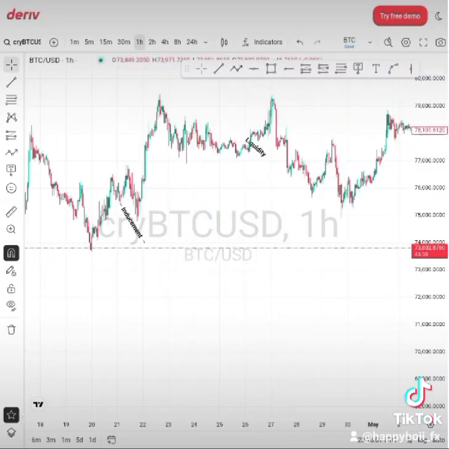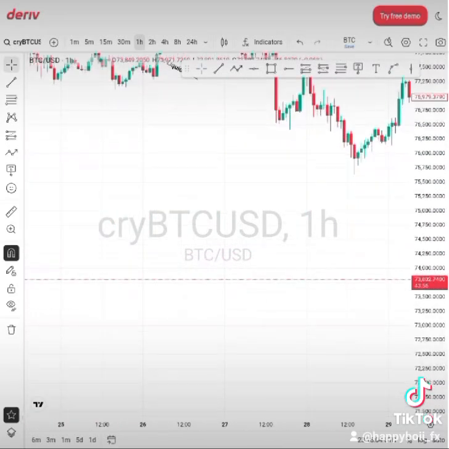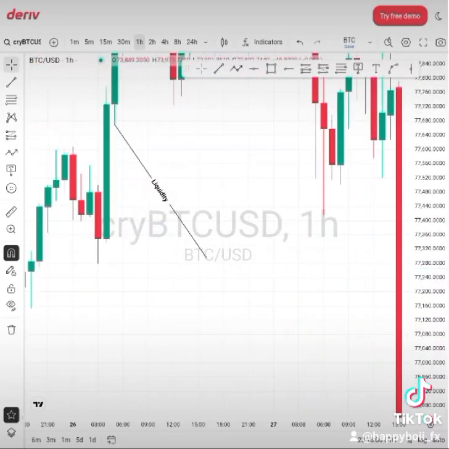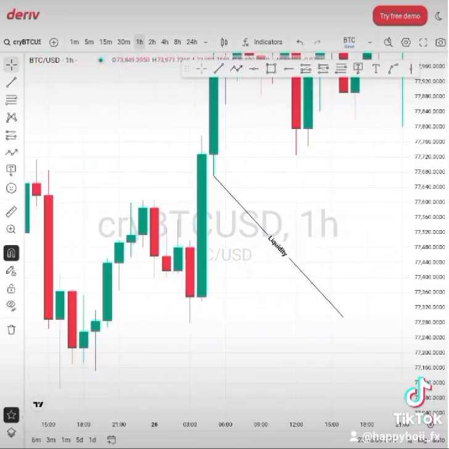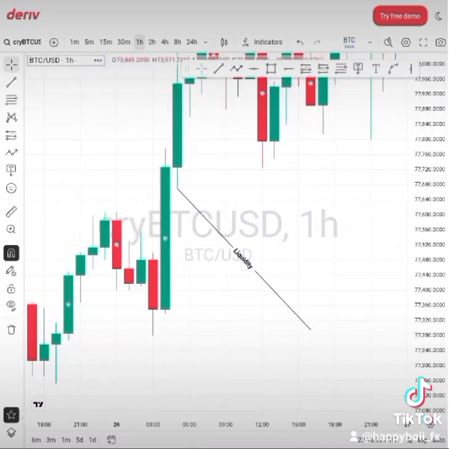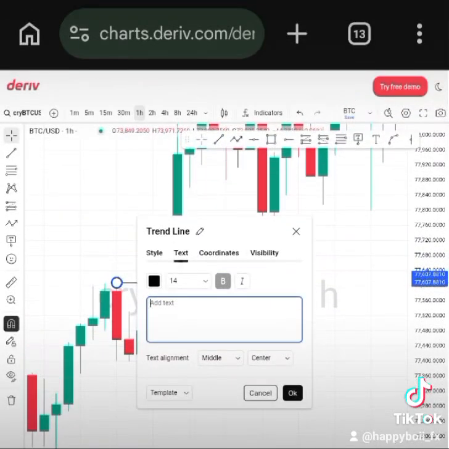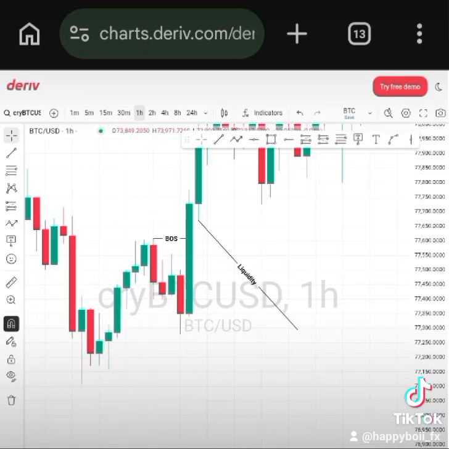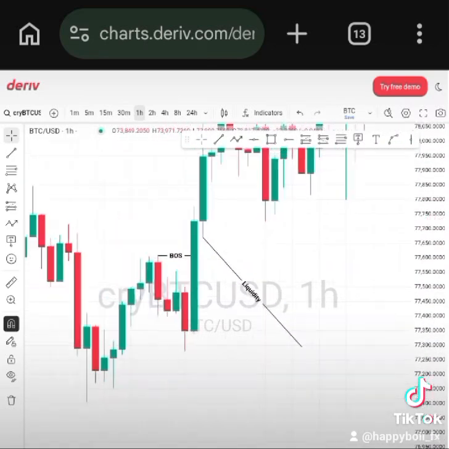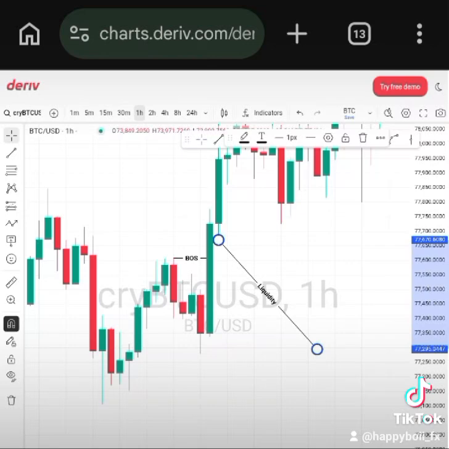This is liquidity right here. A single pullback. There's a single pullback market made after a break of structure. This is a break of structure right here. There's a break of structure right there. And then the first single pullback market made after a break of structure is this right here. You mark that out as your liquidity.